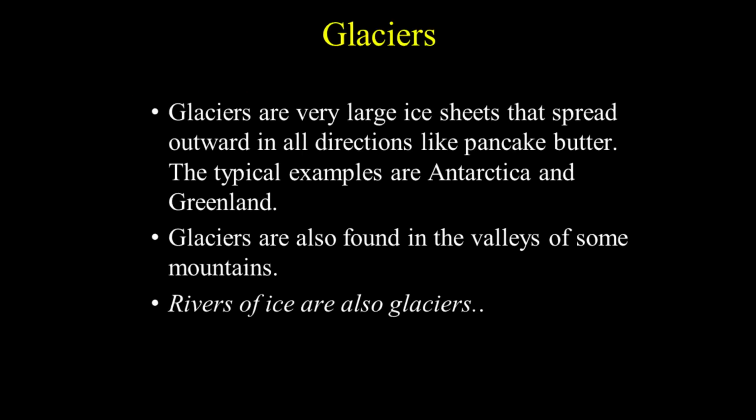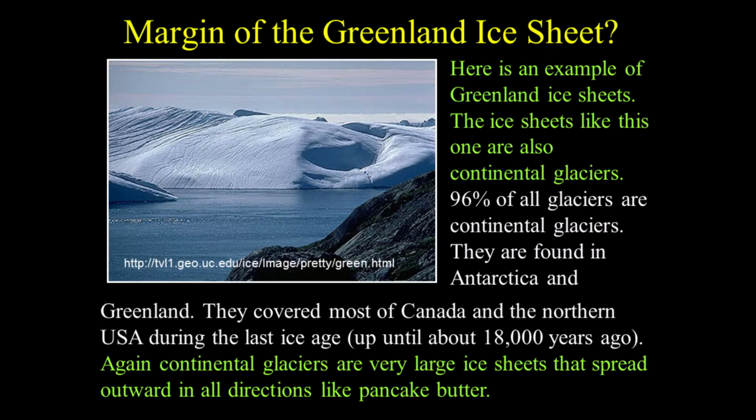Glaciers are very large ice sheets that spread outward in all directions like pancake butter. The typical examples are Antarctica and Greenland. Glaciers are also found in the valleys of some mountains. Rivers of ice are also glaciers. Here is an example of Greenland ice sheets. The ice sheets like this one are also continental glaciers.